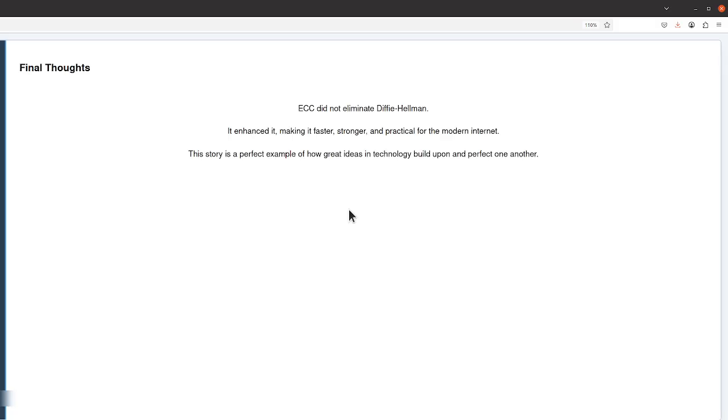Final thoughts. Understanding the distinction between a protocol and the mathematical primitive it uses is key to understanding modern cryptography. The Diffie-Hellman protocol was a paradigm shift in thinking, and the development of elliptic curve cryptography provided the perfect tool to realize its full potential for a fast, interconnected world. The story of DH to ECDH is a perfect example of how great ideas in science and technology build upon and enhance one another.